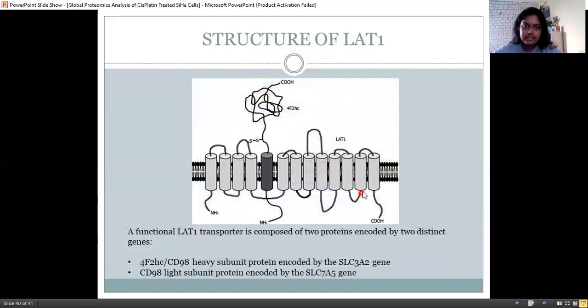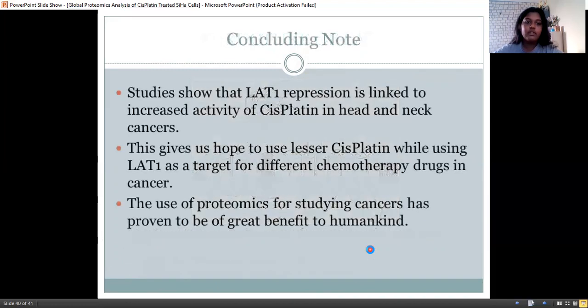And as you can see, this is the structure of LAT1. And the CD98 light subunit protein encoded by the SLC7A5 gene was what we were actually looking at. There is another heavy subunit protein, which is encoded by SLC3A2 as well. So basically, studies have shown that LAT1 repression is linked to increased activity of cisplatin in head and neck cancer.